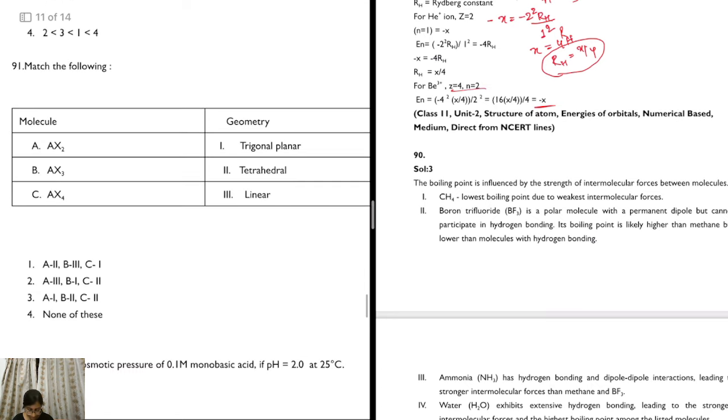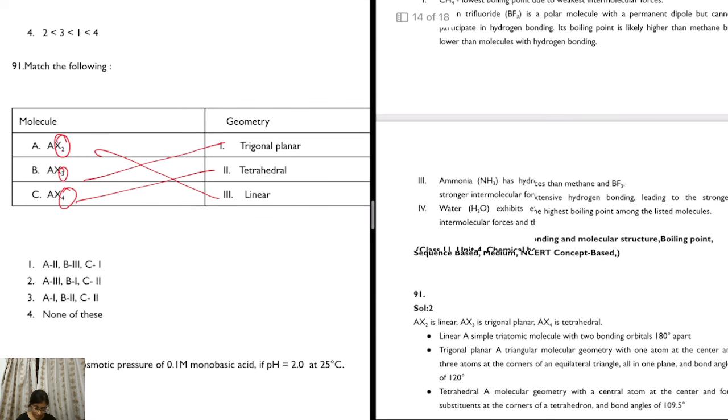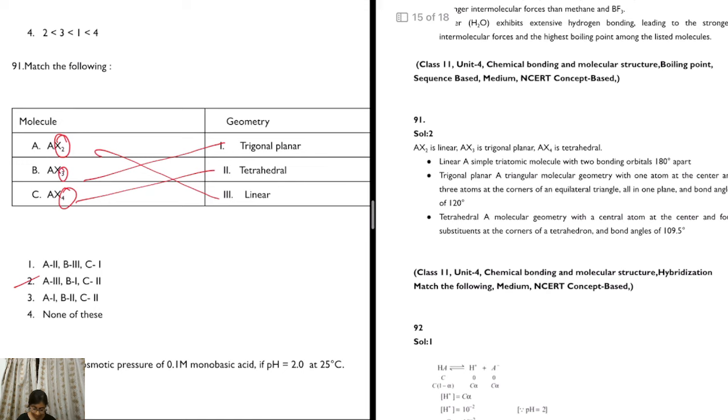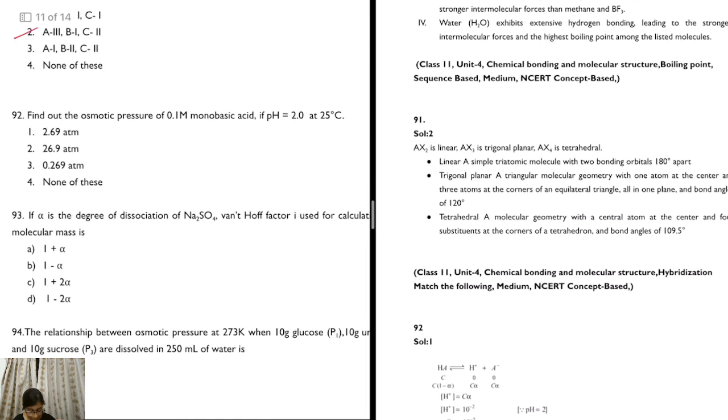Let's see the next question. See, in this question, it is very easy. You can just see by the coordination number it has. Okay. So where it is 2, that is obviously linear. Where it is 3, that is trigonal planar. Where it is 4, that is tetrahedral. Okay. So it will correspond to this. Let's see the next question.